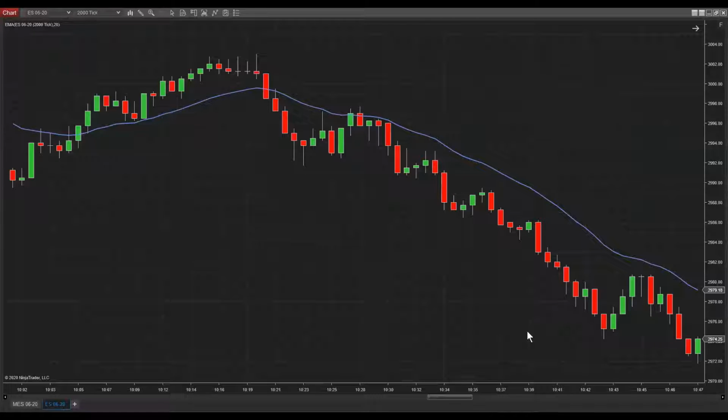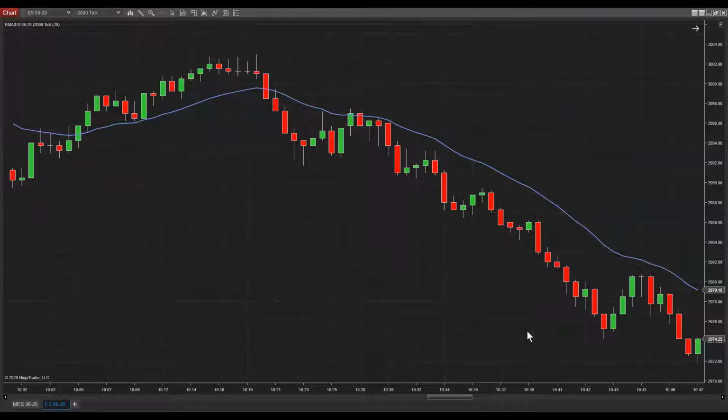In order to be able to spot a failed two-legged pullback, you first need to know how to count legs and also spot a regular two-legged pullback. If you do not know how to do either of these, please stop watching this video right now and watch part 1 for counting legs and part 2 for spotting two-legged pullbacks. They should both be part of the playlist that this video is currently in.